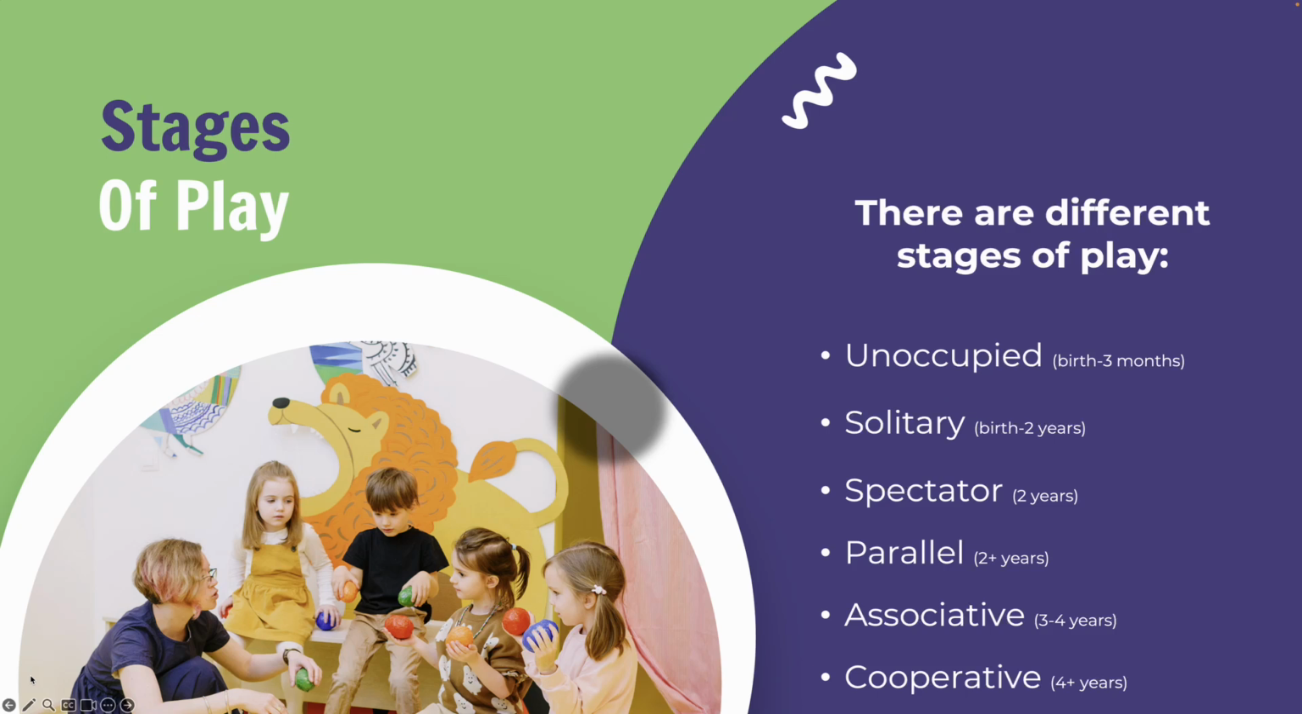An unoccupied stage of play is from birth to 3 months. Solitary covers about birth to 2 years. A spectator is around 2 years, like a toddler. Parallel play starts in toddlerhood and works their way up. Associative play is 3 to 4 years. And then the child finally develops cooperative play, which is 4 years or more.